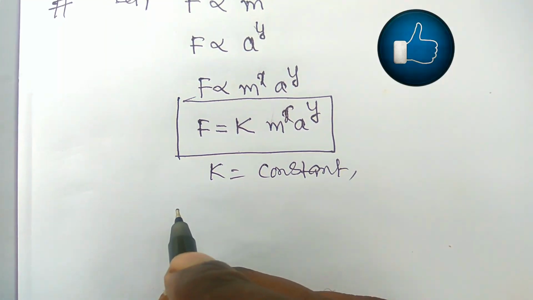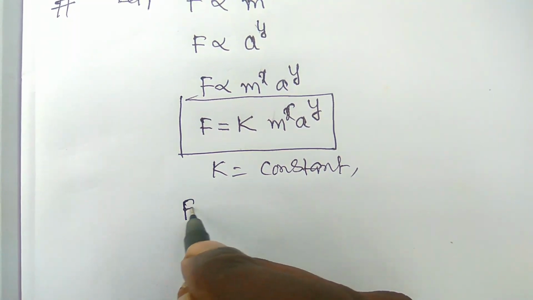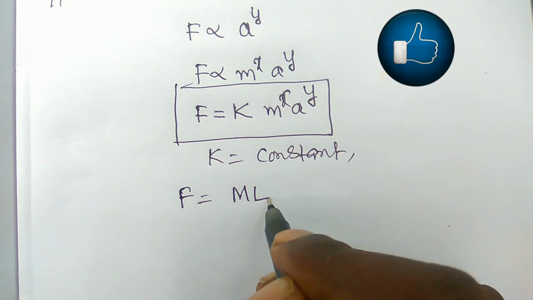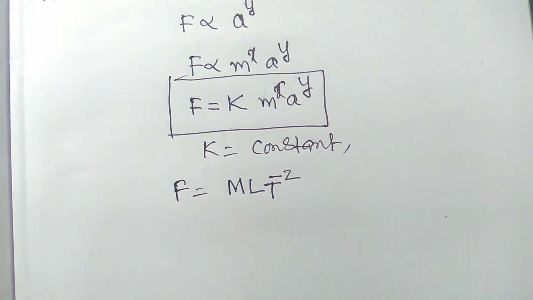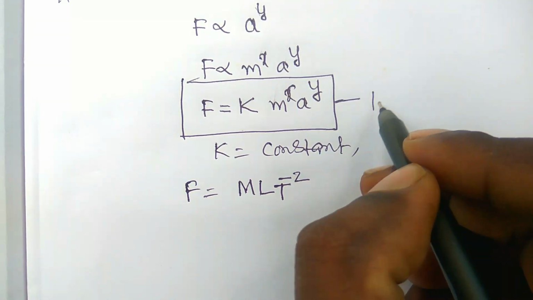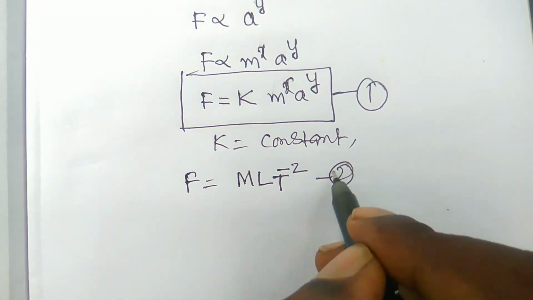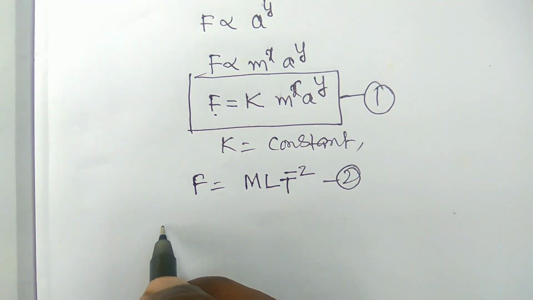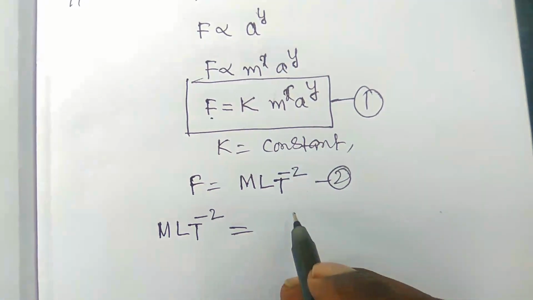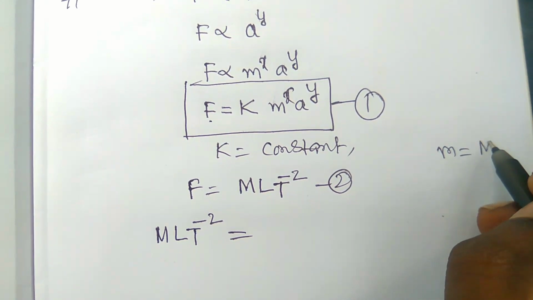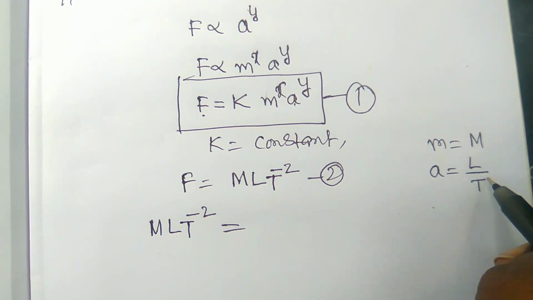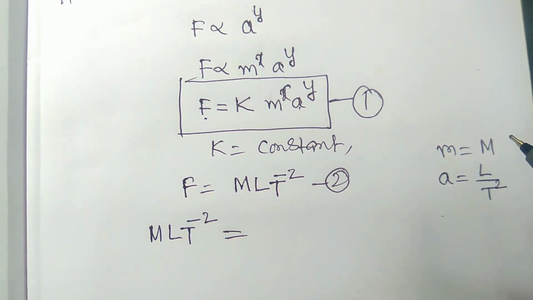Okay, now you already know that the force in terms of dimensional formula is M L T minus 2. So let us write from this equation. This is equation 1, this is equation 2. F should be added. So M L T minus 2 is equal to, mass has the dimensional formula capital M, and the acceleration a has the dimensional formula L by T square. Okay, how much?